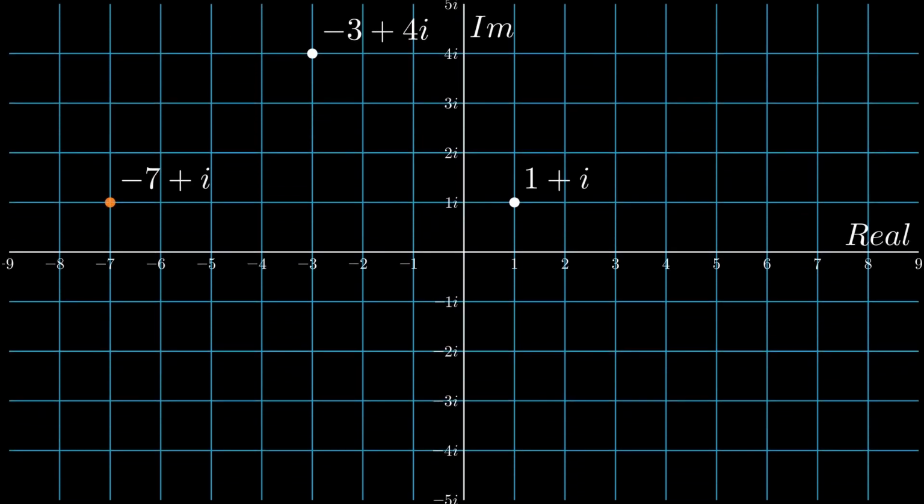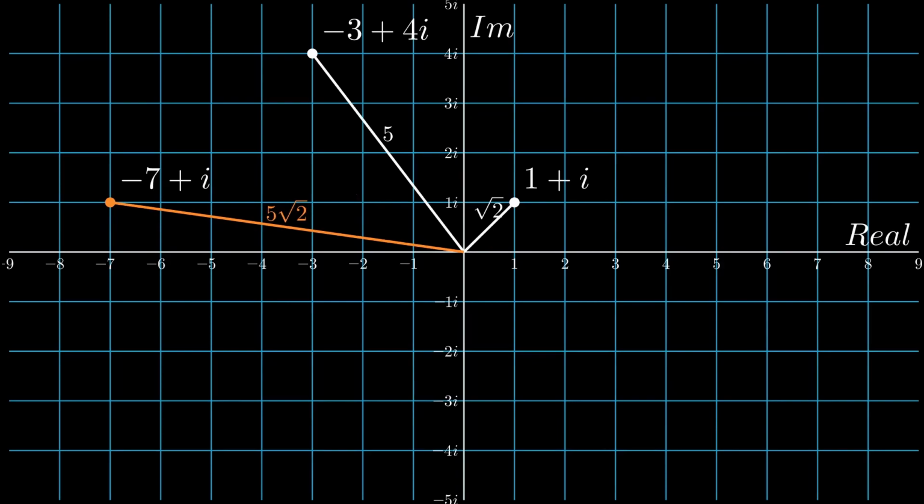We can also look to multiply complex numbers graphically. If we look at the angles our original numbers make with the real axis, and add the angles together, we have the angle the product makes with the real axis. We can compute the magnitude of each point using Pythagoras. So the magnitude of 1 plus i is the square root of 2. The magnitude of -3 plus 4i is 5, and the magnitude of -7 plus i is the square root of 50, or 5 root 2.